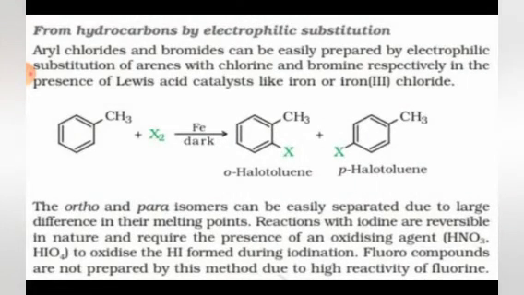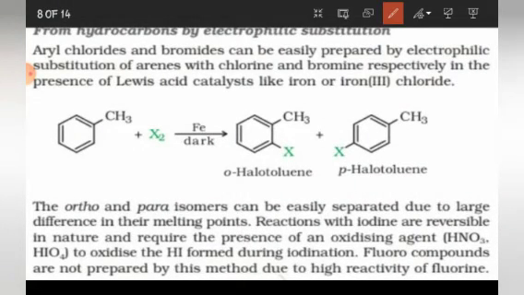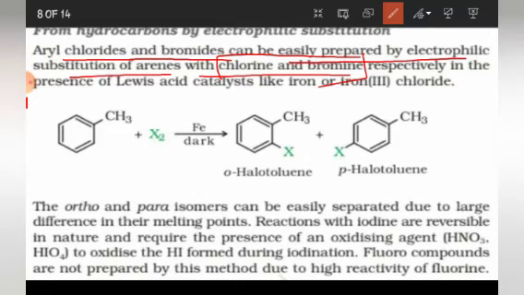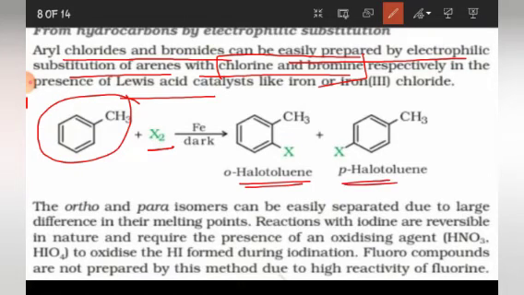What will happen in this? See, aryl chlorides and bromides can be easily prepared by electrophilic substitution of arenes with chlorine or bromine. See, again you need to remember, we are doing chlorination or bromination in the presence of Lewis acid. Okay. Now here what we have taken? We have taken toluene. Benzene ring with CH3 is known as toluene. We react toluene with chlorine or bromine. Then we get the corresponding ortho and para products.